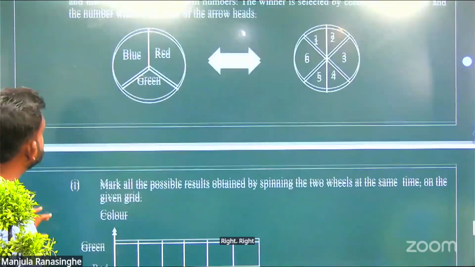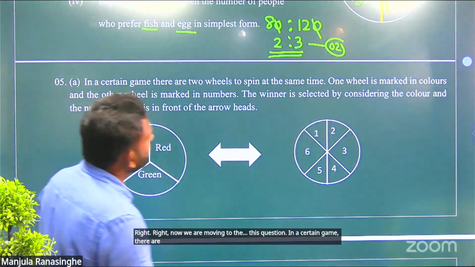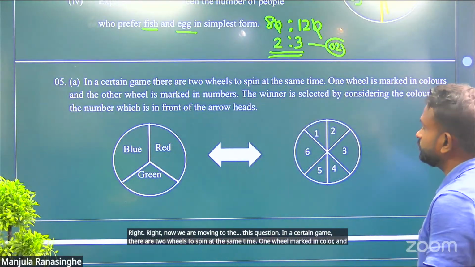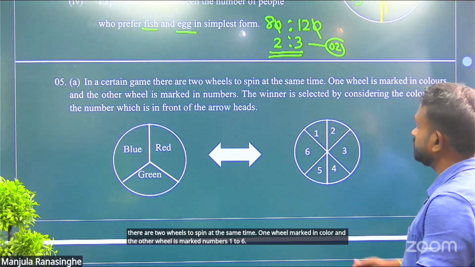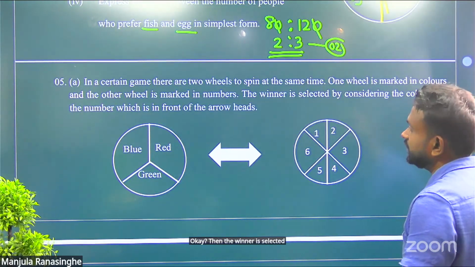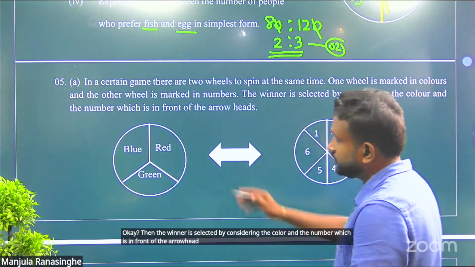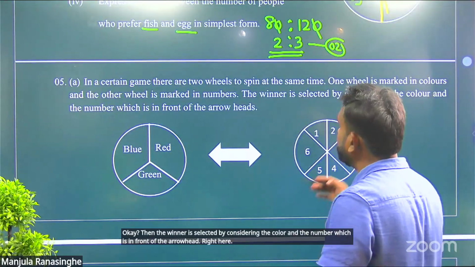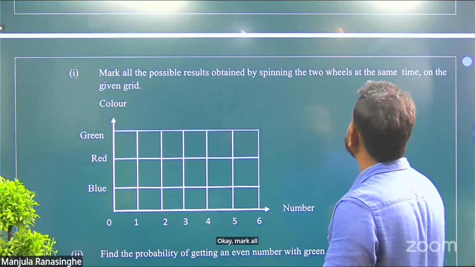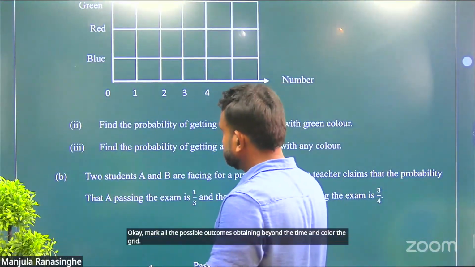Now we are moving to this question. In a certain game, there are two wheels to spin at the same time. One wheel is marked in colors and the other wheel is marked with numbers 1 to 6. The winner is selected by considering the color and the number in front of the arrowhead. Here red, green, blue, and here numbers 1 to 6. Mark all the possible outcomes obtained from the two wheels on the grid and color it.